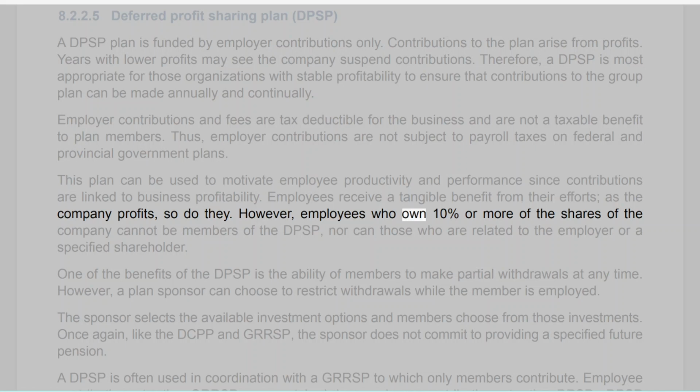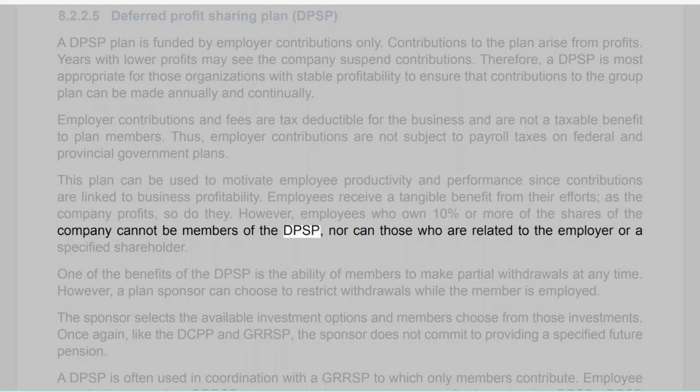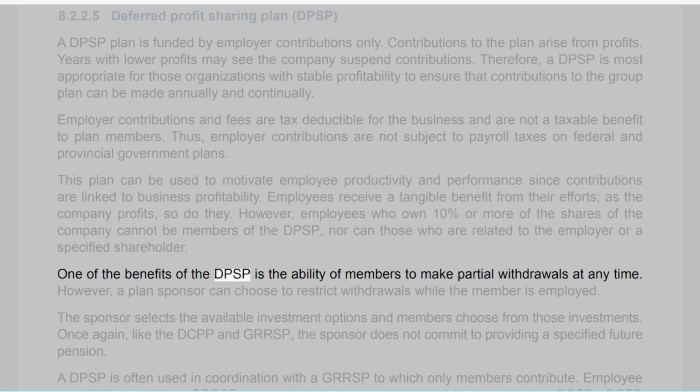However, employees who own 10% or more of the shares of the company cannot be members of the DPSP, nor can those who are related to the employer or a specified shareholder. One of the benefits of the DPSP is the ability of members to make partial withdrawals at any time.